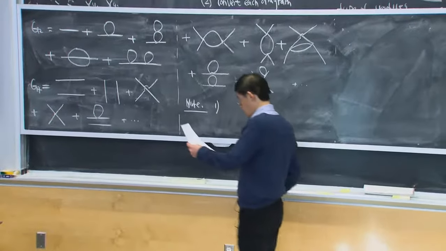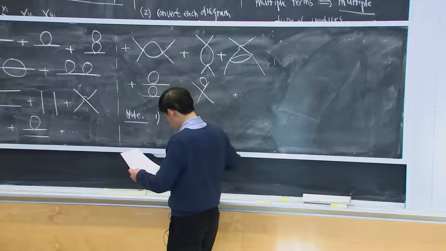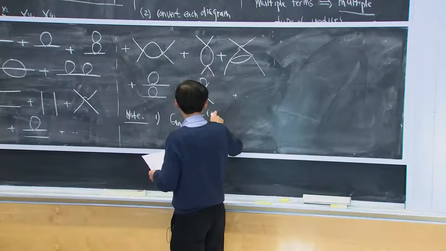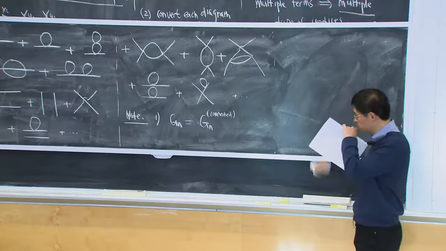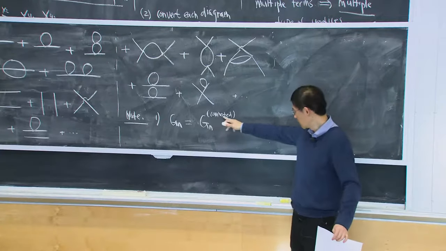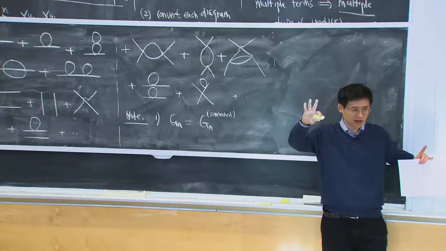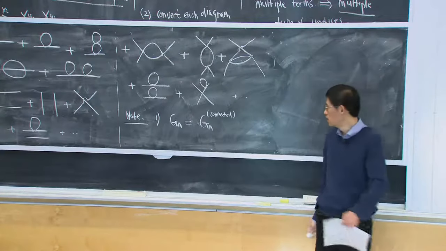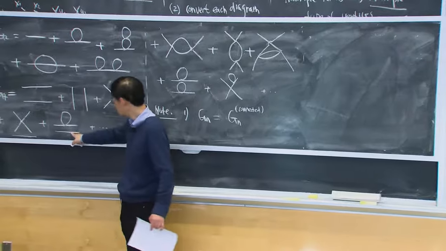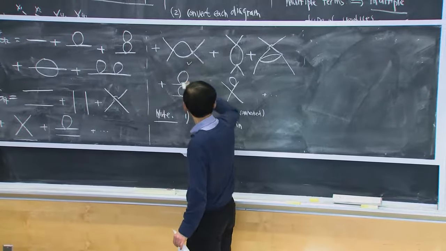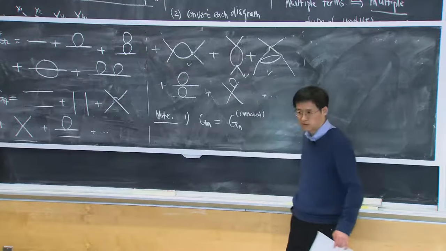First, the diagrams can be separated into two types. One type is called connected diagrams. A connected diagram, by its name, corresponds to diagrams in which all the external legs are connected within a single diagram. So this is a connected diagram. This is a connected diagram, but this is not. And this is a connected diagram, this connected diagram, this connected diagram, this is not. This is also a connected diagram.